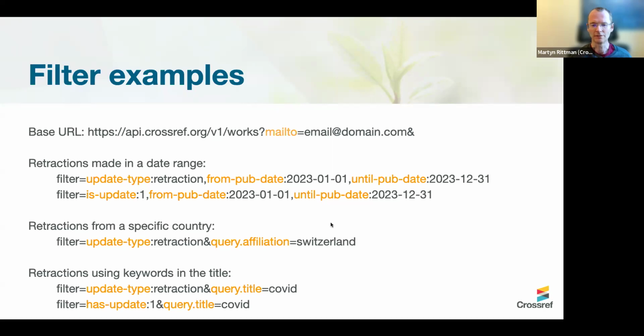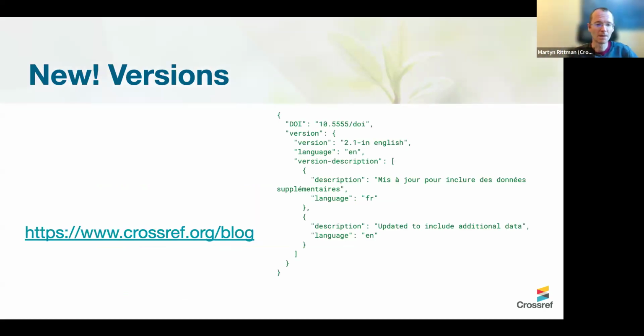And I think there's very rare cases where you could do a query for update type is retraction and has an update, which would maybe find you retractions that have been retracted or corrected. But yes, it's pretty rare. So just moving on to the last couple of things.